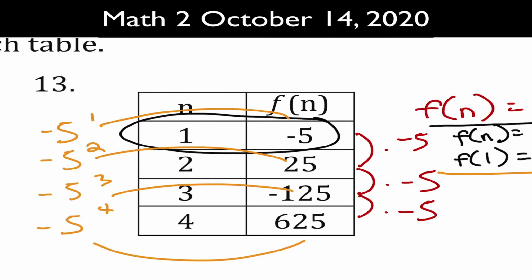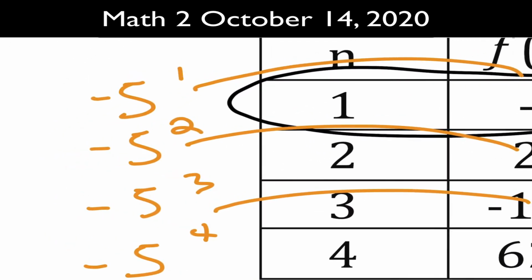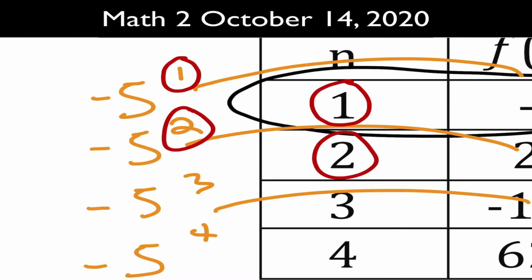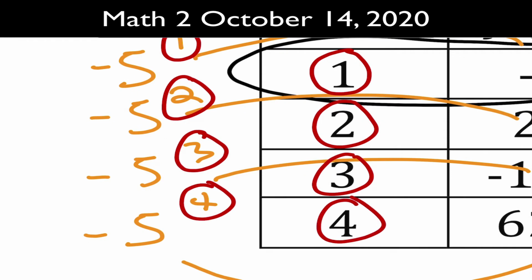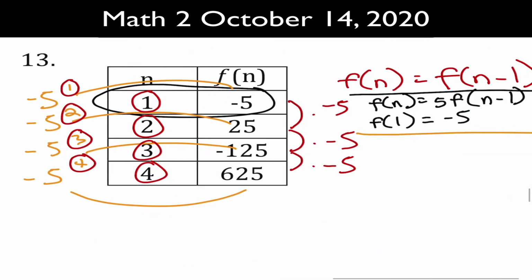If you look at the n, do you see how my exponent correlates with the step that we're on? We have f of 1, and we're raising -5 to the first. We have f of 2, we're raising it to the second. F of 3 to the third, and then f of 4 to the fourth. So the pattern here is that your actual exponent is the step that we're on. So this is pretty straightforward.